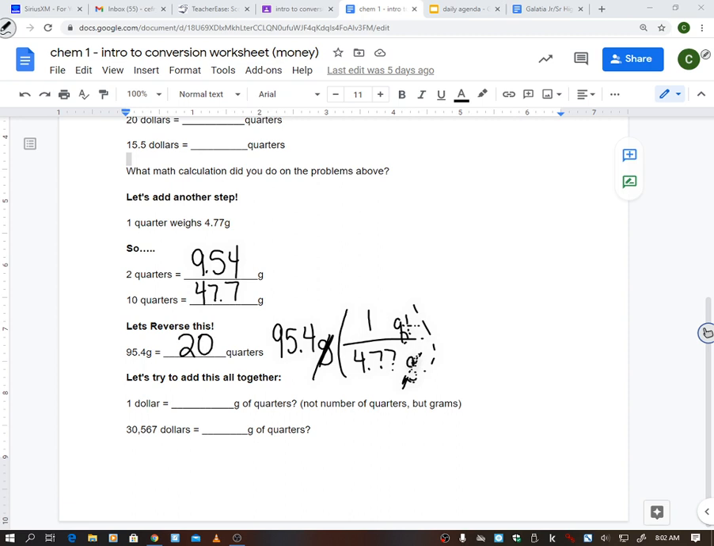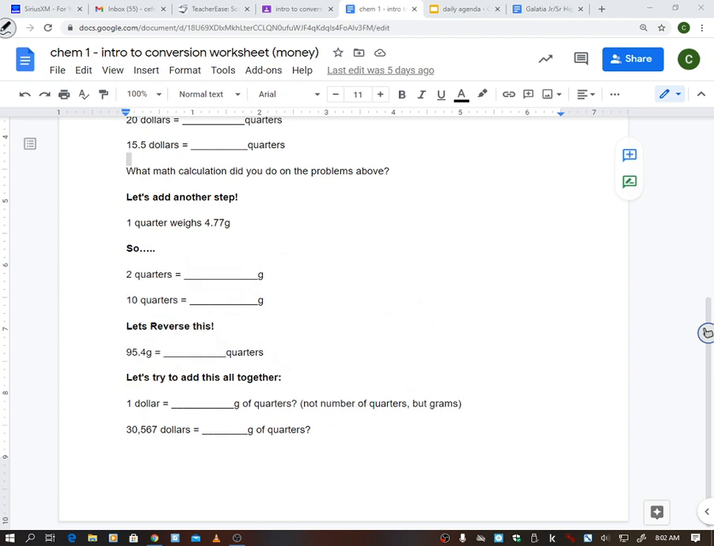All right, so then let's add it all together. What happens if I give you dollars, but I want to know grams and quarters, because there's 2 steps involved. We've done this. You've done the single steps above, but what happens when I'm putting them together? I'm going to erase this.